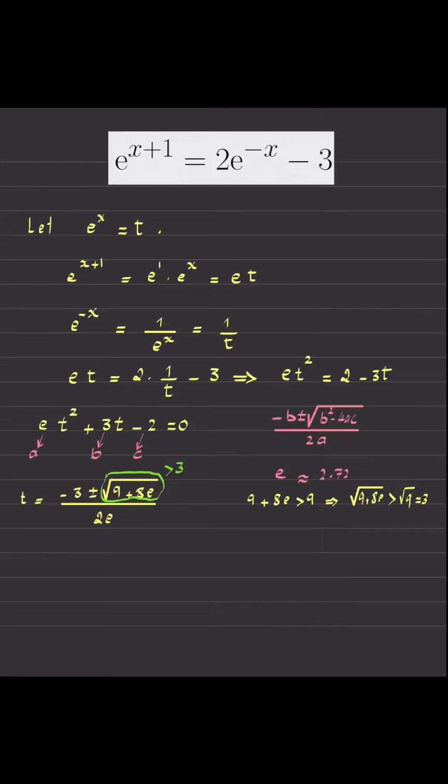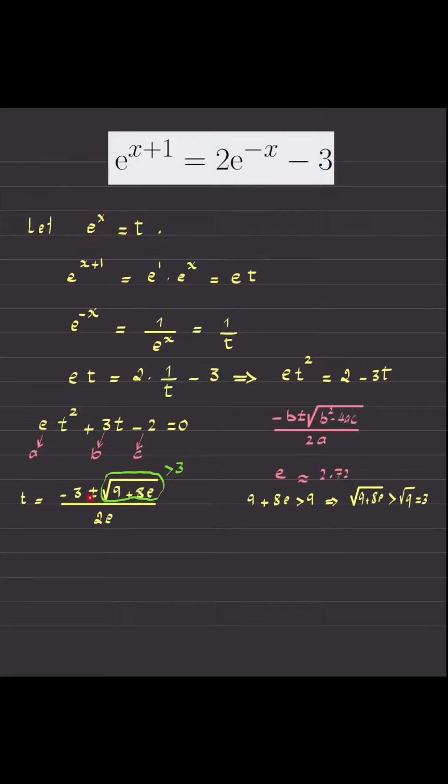Now I have two t's. I have to take that t and put it back in my original definition of t, and then using ln I can find x. But you have to be careful. This t is positive. Why? Because t is the name that I gave to an exponential function. e to any number x, even if x is negative, is always positive. So t has to be positive.